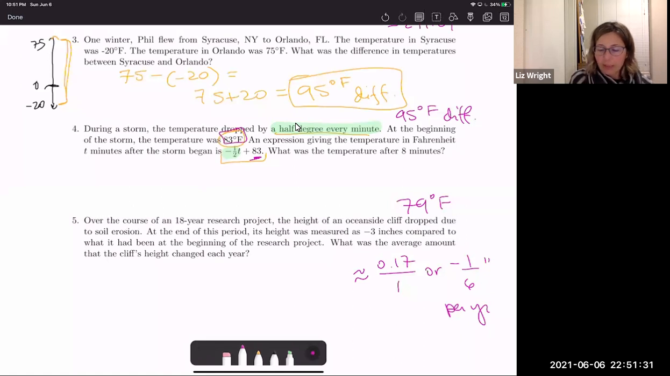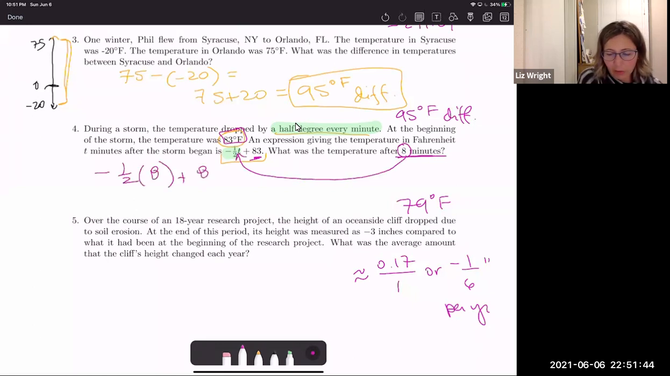So then it says, what was the temperature after 8 minutes? Here we just need to plug the 8 in for the T. So we're going to do -1/2 times 8 plus 83. Essentially you're asking yourself, what's 1/2 of 8? 1/2 of 8 is 4. So -4 plus 83, and that is going to give us 79 degrees Fahrenheit for our final answer.